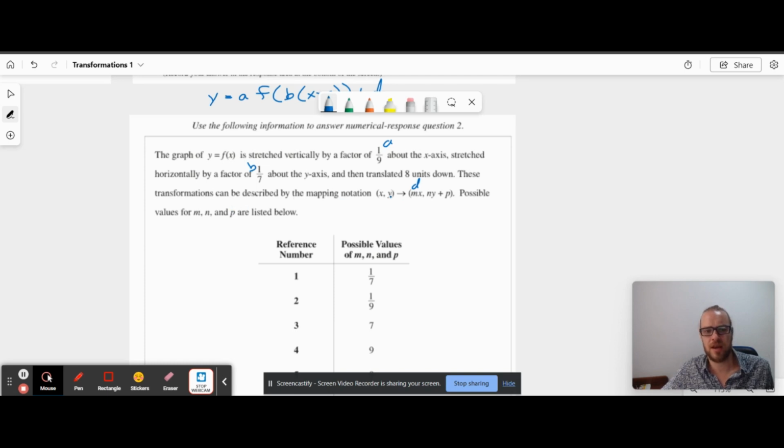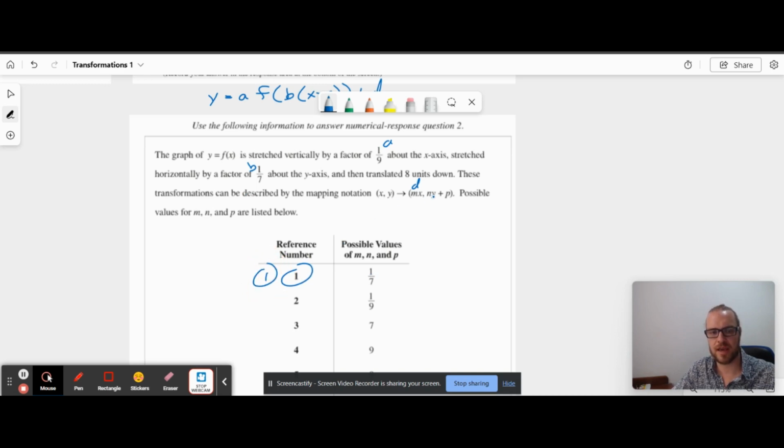These transformations can be described by mapping notation. Okay, so this time instead of putting it in a graph, we're going to look at mapping notation for it. So our m value here is the stretch, right? It's what we're multiplying x by. So that one was 1/7 if we look at it, okay? So this would be our first one here. So reference number 1, going to be first.